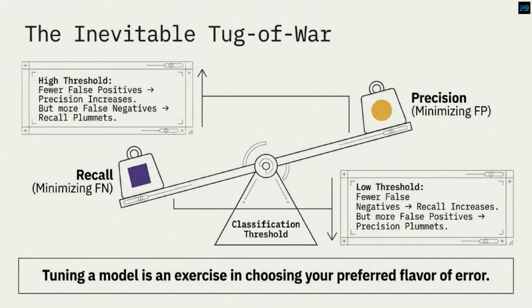Precision and recall often exist in a tug-of-war. Increasing one frequently decreases the other because of how the classification threshold works. Tuning your model is ultimately an exercise in choosing your preferred flavor of error based on your specific business requirements.